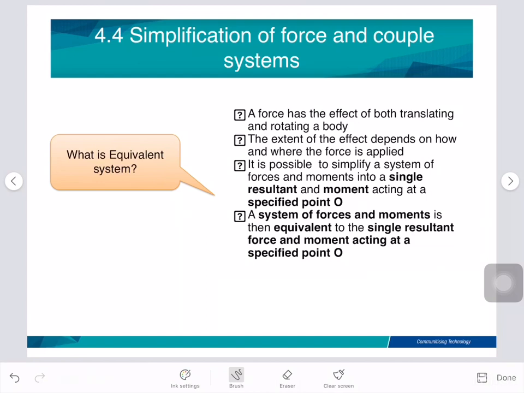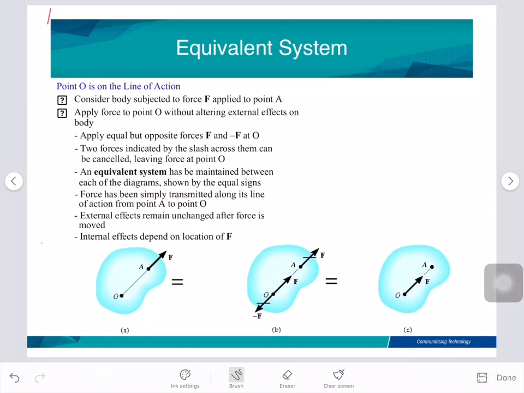Now we study what is an equivalent system. Number 1, a force has the effect of both translating and rotating a body. Number 2, the extent of the effect depends on how and where the force is applied. Number 3, it is possible to simplify a system of force and moment into a single resultant force and moment acting at a specified point O. And number 4, a system of force and moment is equivalent to the single resultant force and moment acting at a specified point O.